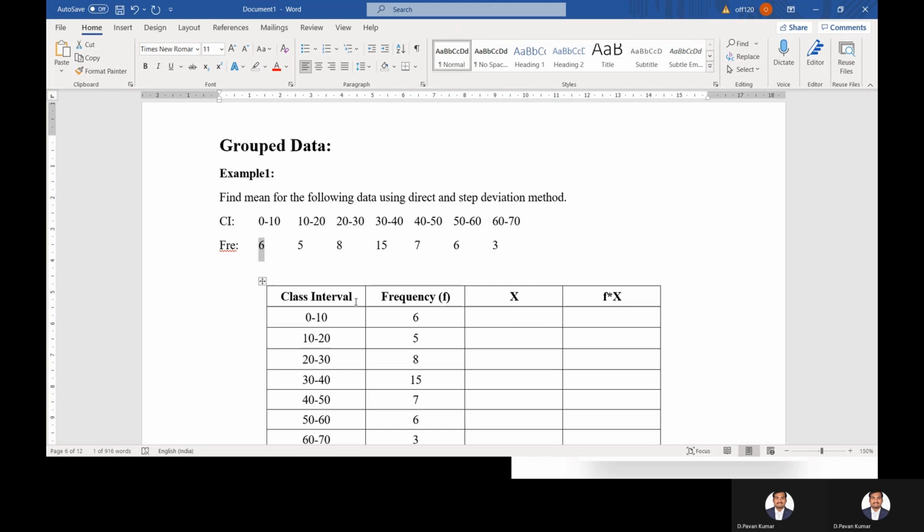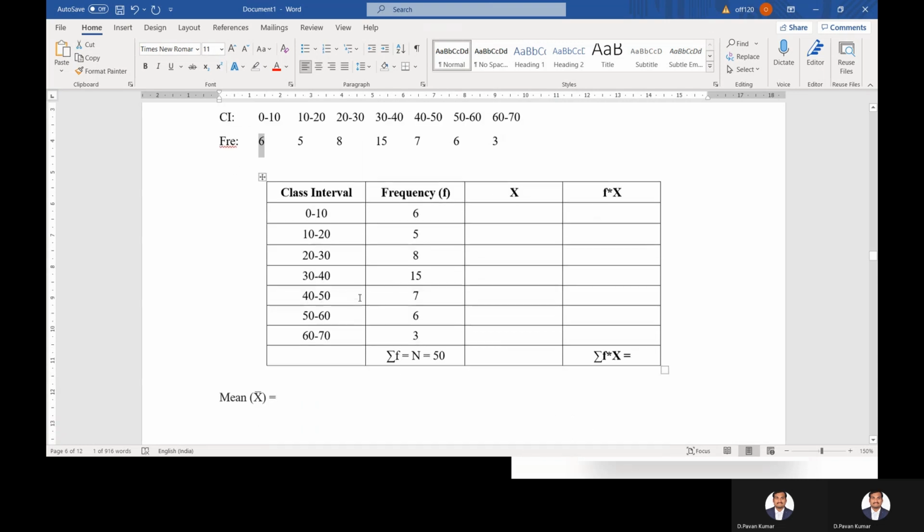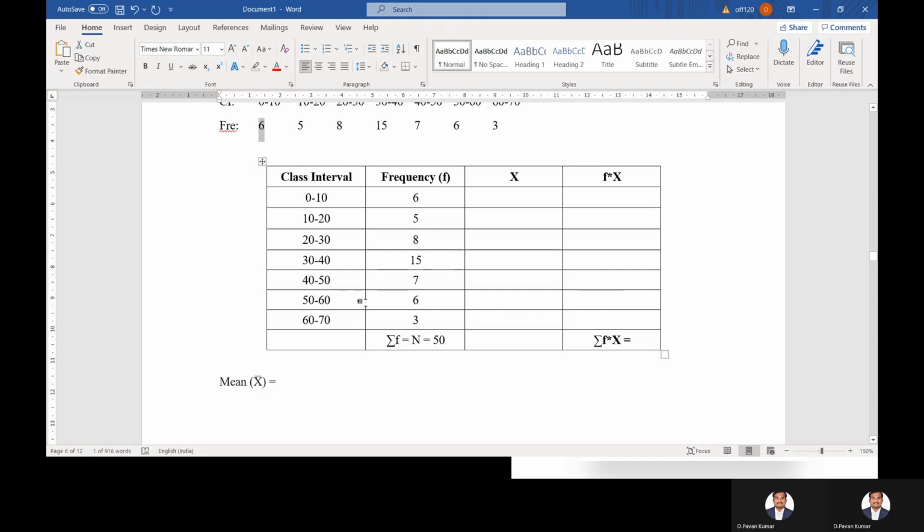So for this problem, let us use the first formula, that is the generalized formula, summation f into x divided by capital N. So f into x means first I need to identify x values. Why? Because here x values are not given to us directly, they were given as class intervals.